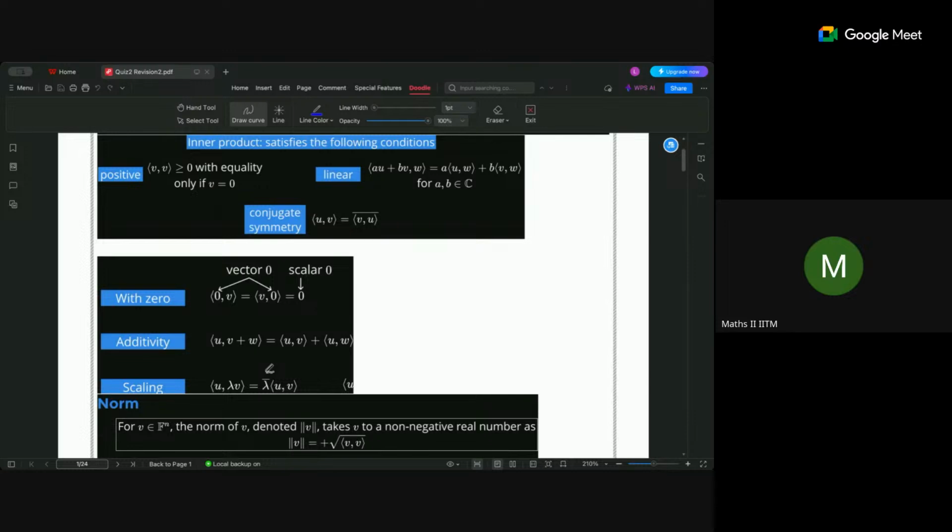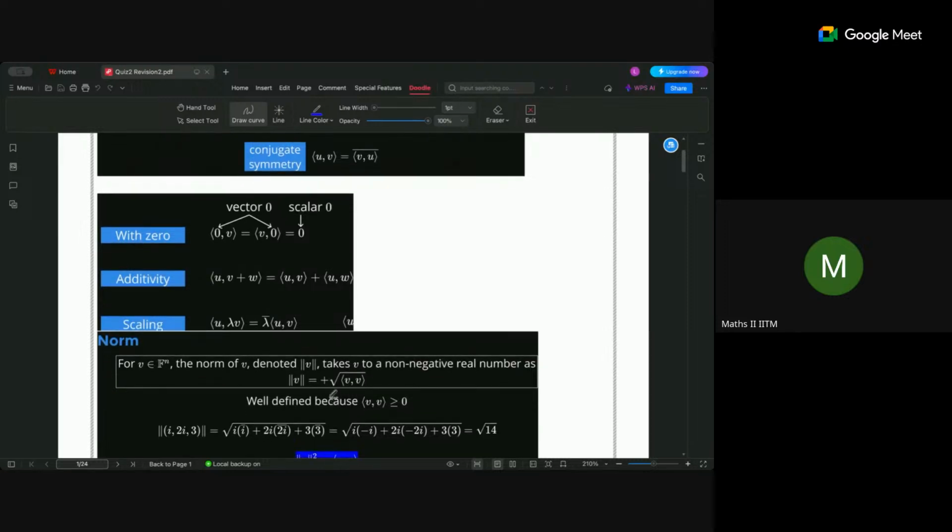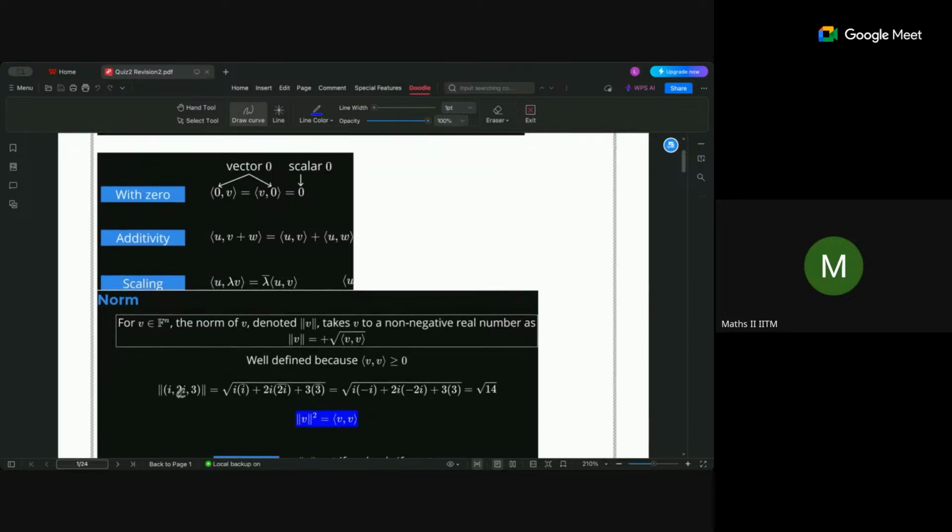So the next thing is norm. What is norm? Norm tells the distance of a vector from the origin. Norm is a non-negative real number, and it is defined as the positive square root of inner product v comma v. Always remember that inner product v comma v is non-negative, so this is well defined. So for example, if you have a vector like this, how do we compute it?